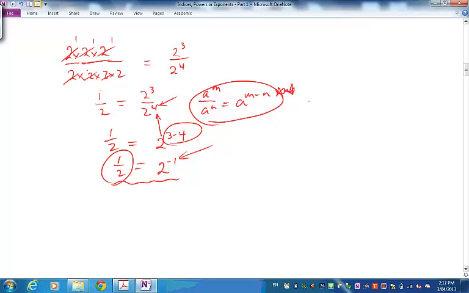Okay, let's do another one. Let's perhaps do 3 cubed over 3 to the 5th. This is 3 cubed over 3 to the 5th. Okay, let's cancel it again now.